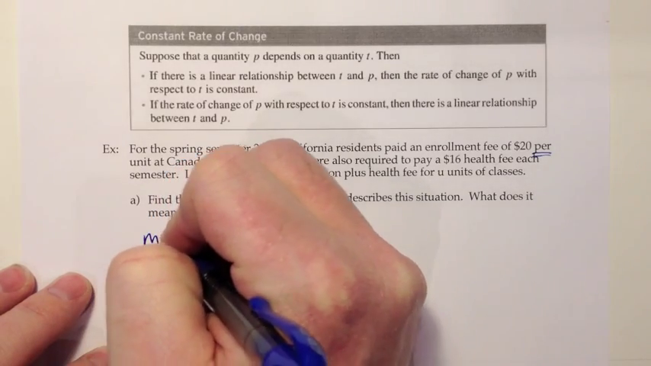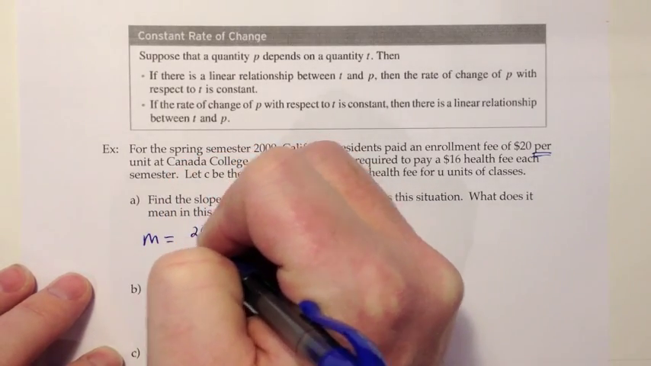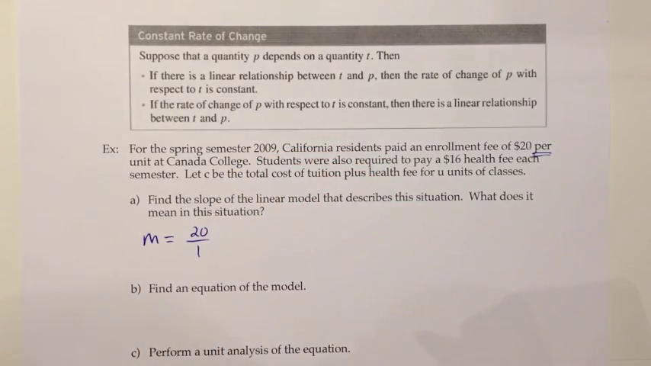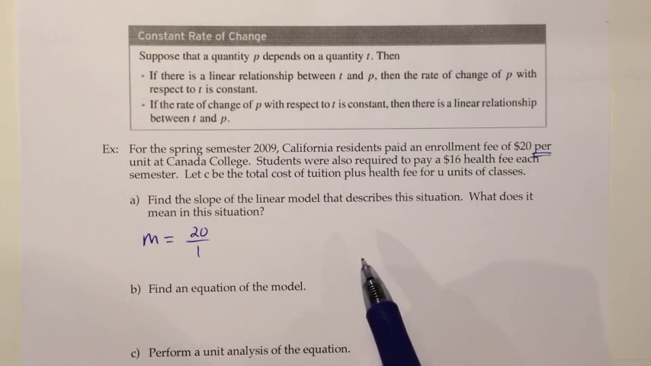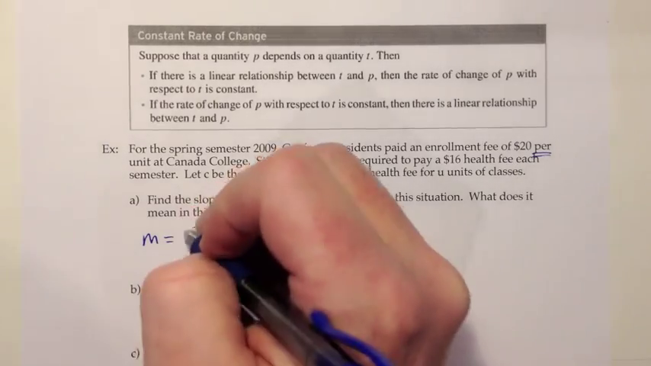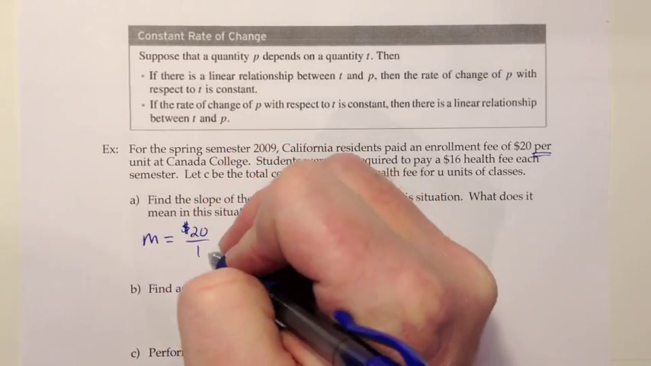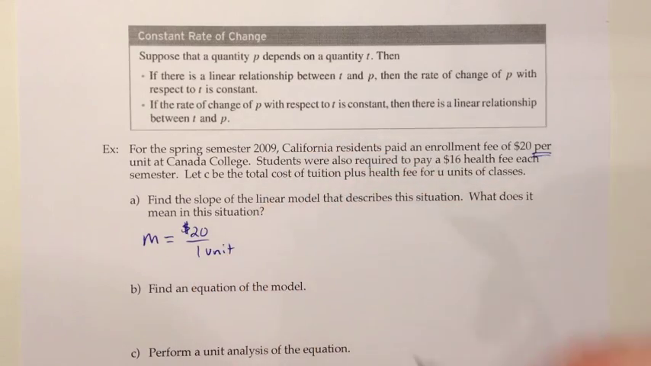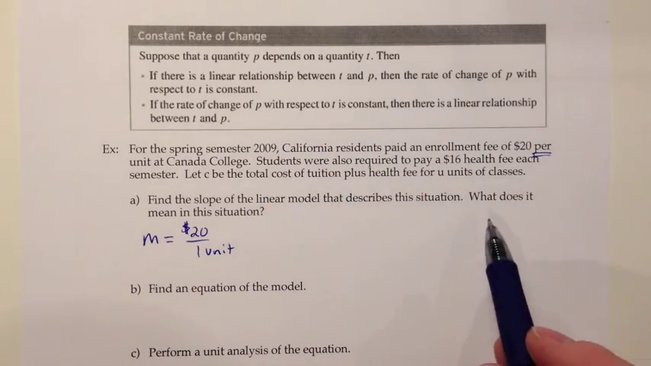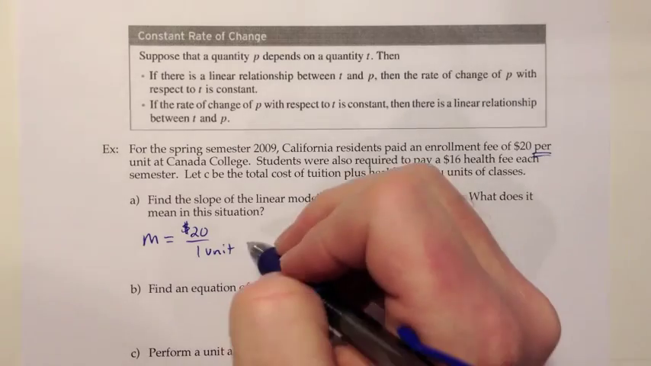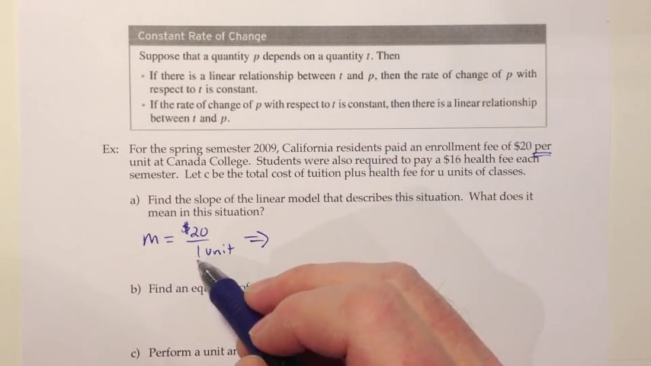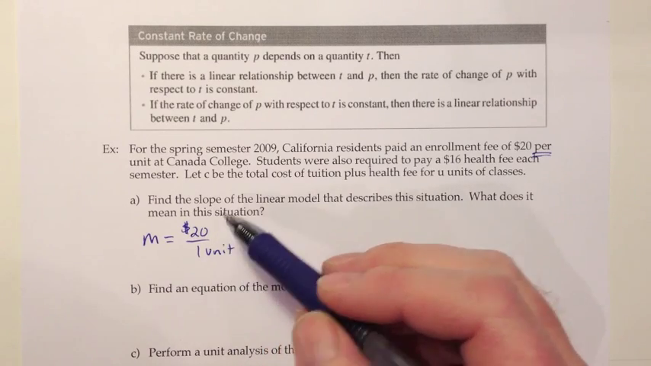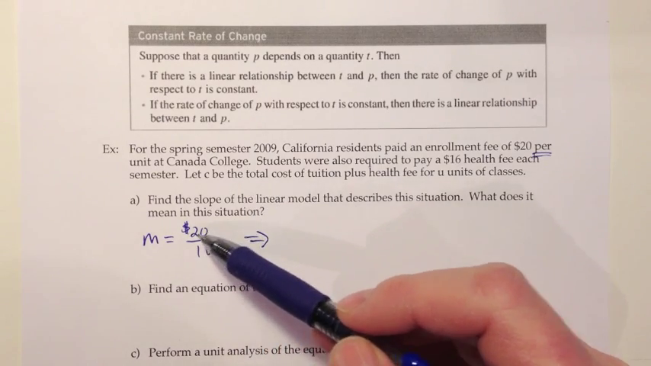So m is equal to 20, and if we wanted to think of that as a fraction, we could say 20 over 1. And then I think it would be a good idea to put the units on there so that we could interpret it as they wish for us to do. And that would be on the top $20, and on the bottom that would be 1 unit. And then I want to go ahead and interpret that. What does it mean in terms of this situation? And I would always do that from bottom up. So I would say for each additional unit that a student takes, their cost is going to increase by $20.